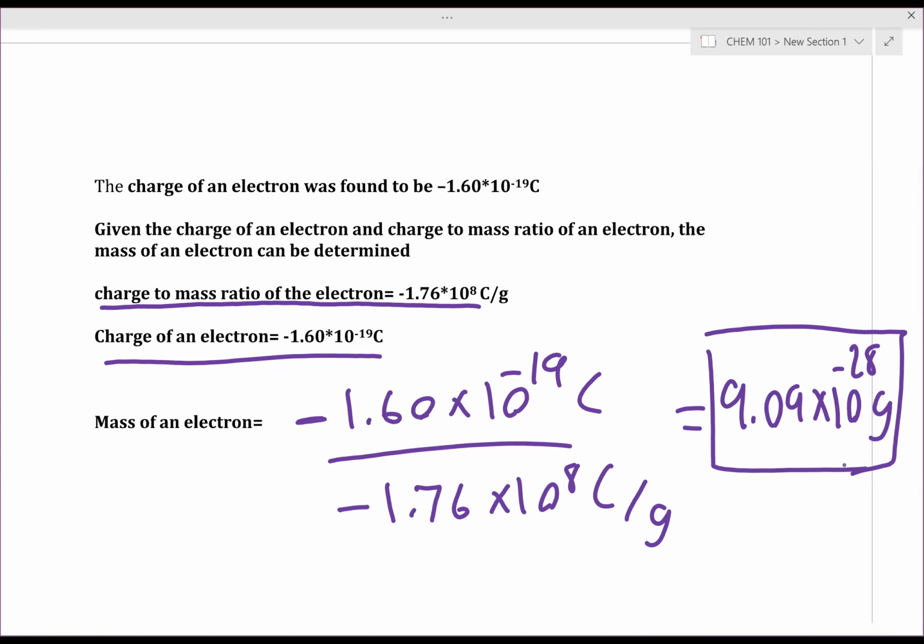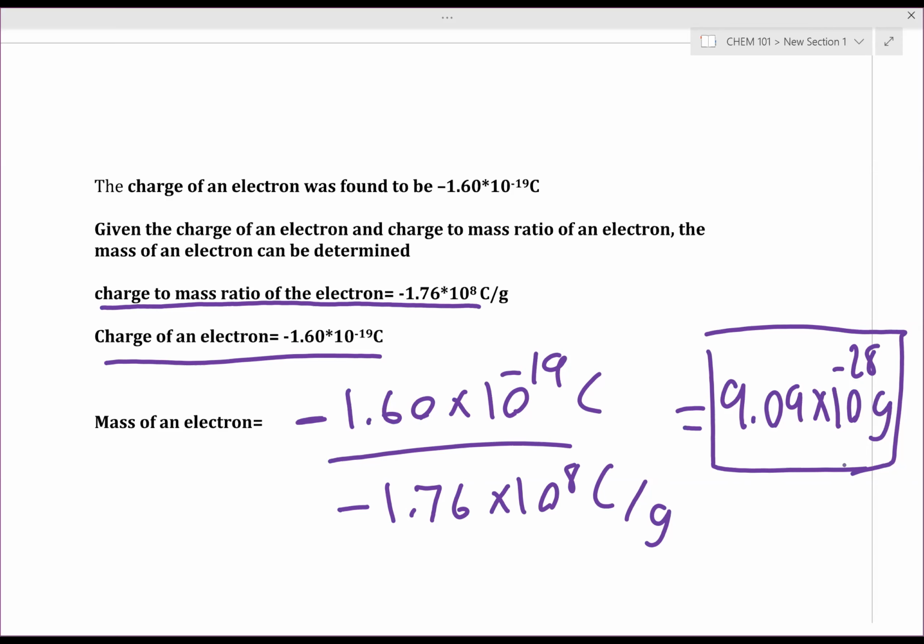Very, very small. So it would be difficult to study a single electron individually, but by studying collections of electrons, we can elucidate the properties of a single electron. Pretty powerful experiments, right? Using relatively simple equipment, we figured out the mass of a particle that we can't even see with the naked eye and is orders of magnitude smaller than particles observable using even the most sophisticated microscopes.